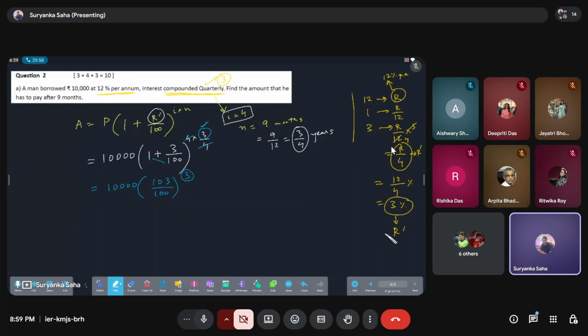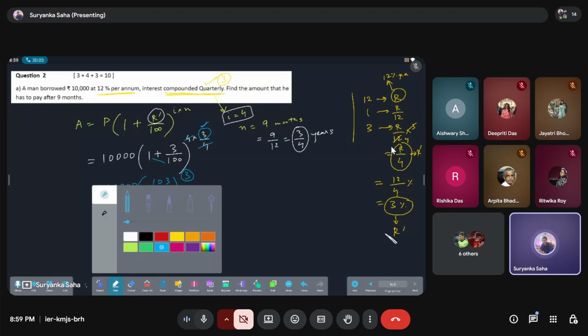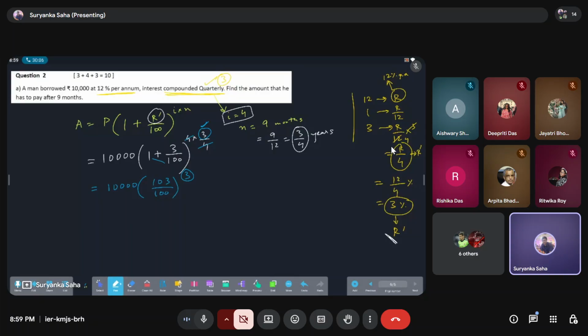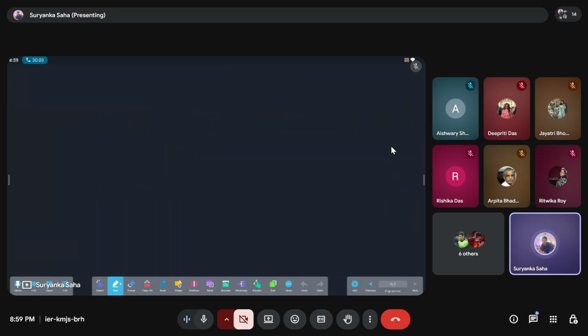Now, students, this 103 cube, you don't multiply 3 times, rather you use your expansion knowledge. 103 cube, how to find it? Let me do 103 cube over here.